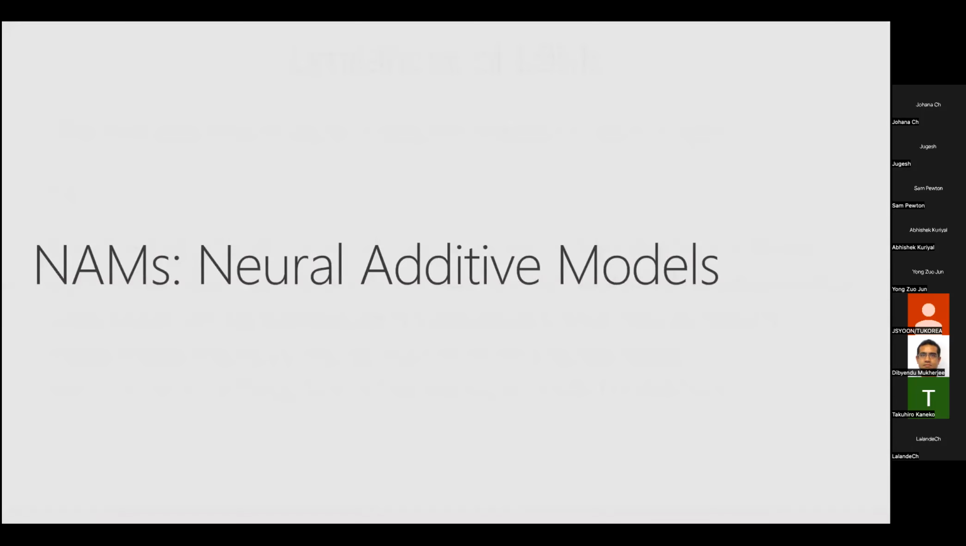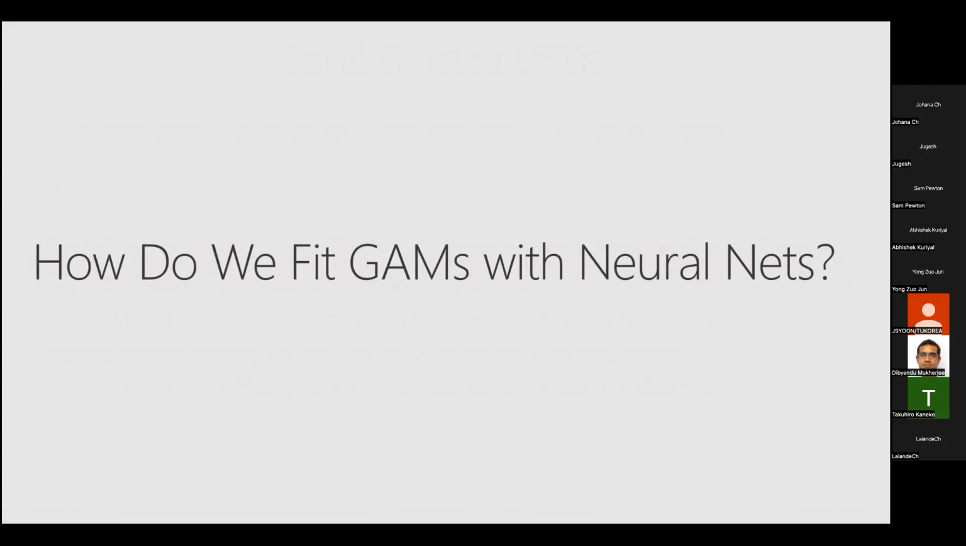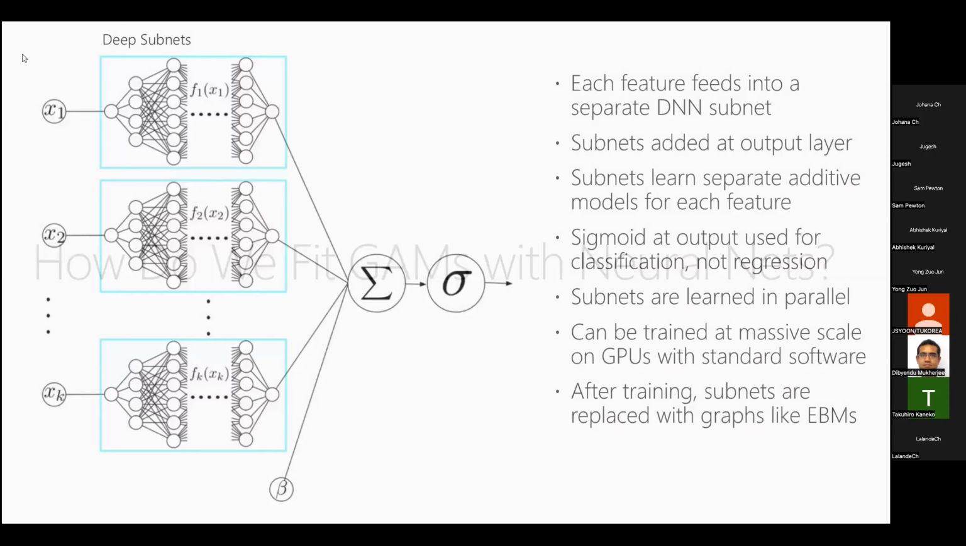So let me now tell you about these neural additive models. So how do we fit GAMs, generalized additive models, which have to be functions of individual features that then get added together? How do we do this with neural nets? Well, it's actually pretty straightforward to create an architecture to do this. So here's feature one, and it goes into a deep subnet, but this deep subnet is only allowed to see feature one.